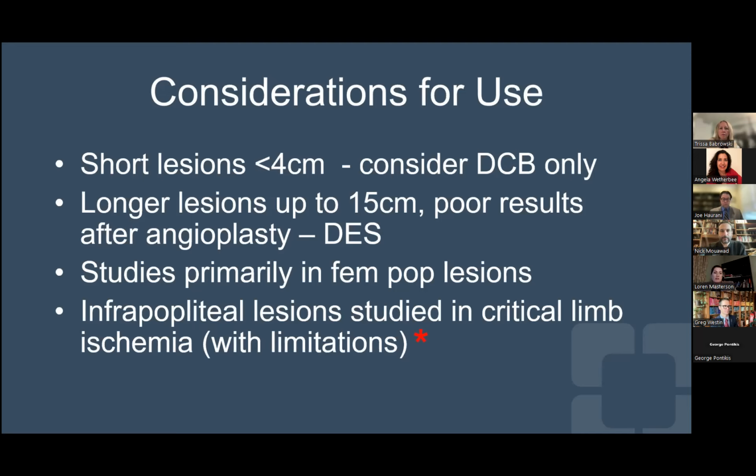And in those cases, the results are promising that there is a longer amputation-free rate with the drug technology, again, for the infrapopliteal lesions. But remember that infrapopliteal lesions in a claudicant, this is not okay. This is not what we're talking about here. This is critical limb ischemia for patients who are not bypass candidates.